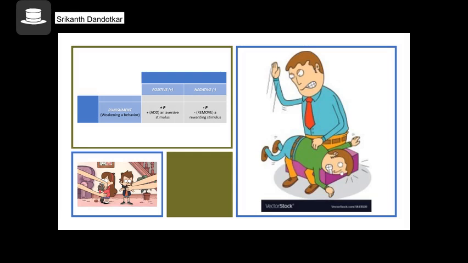Here we see a representation of positive and negative punishment. Keep in mind that positive punishment involves the introduction or addition of an aversive stimulus, whereas negative punishment involves the removal or subtraction of a rewarding stimulus.